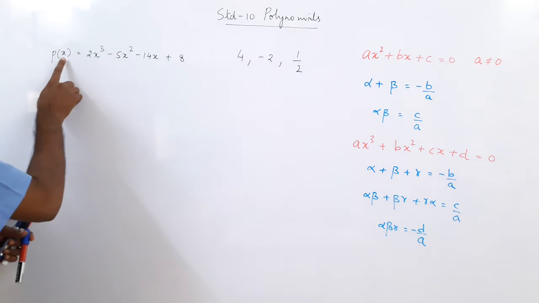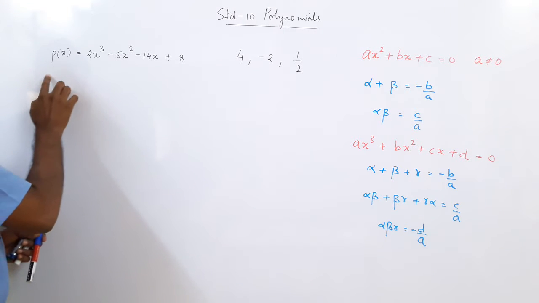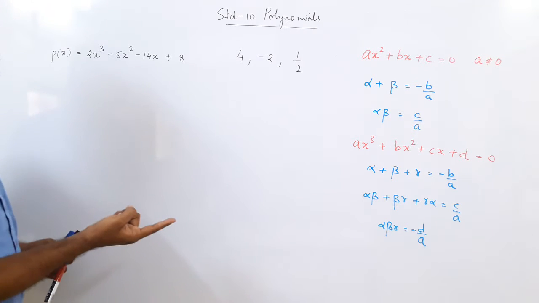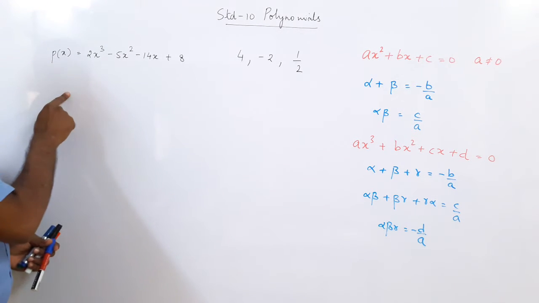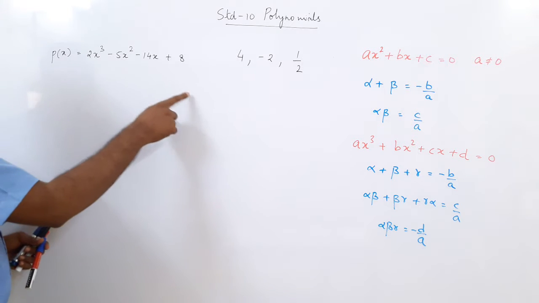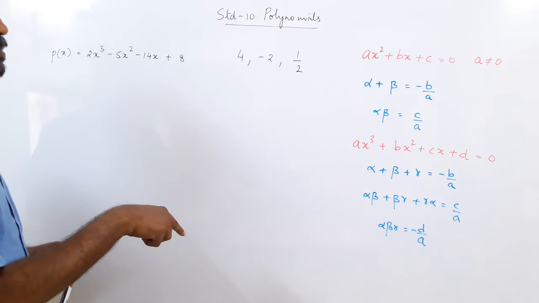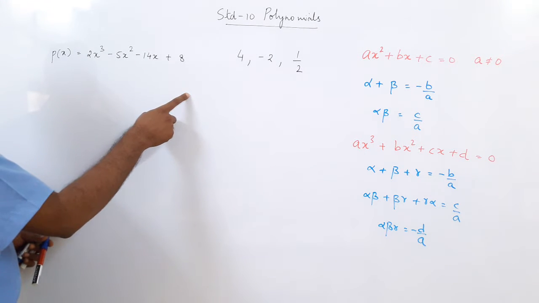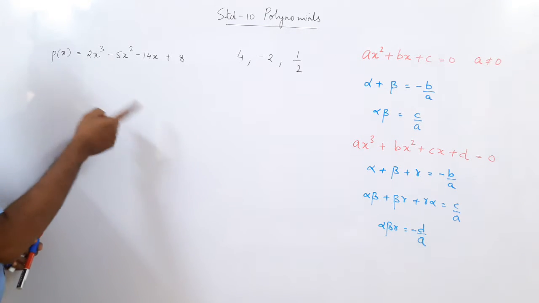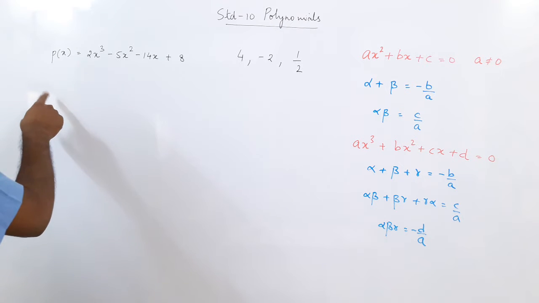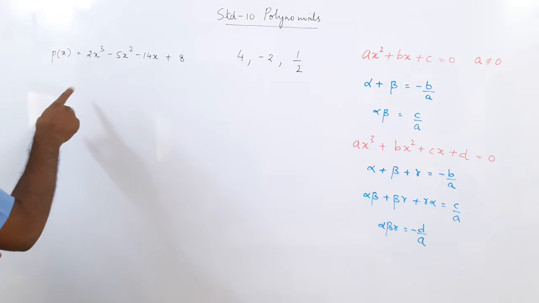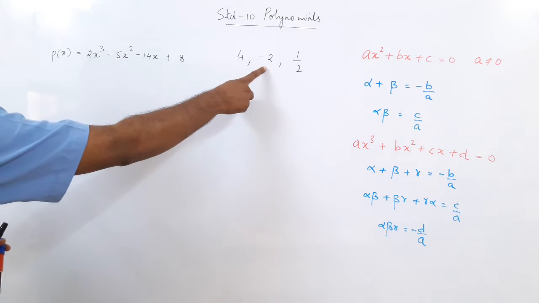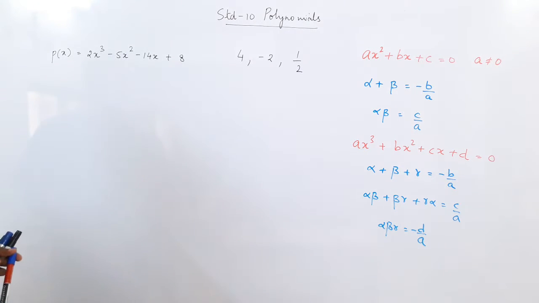First we try p of 1. We put x equal to 1, we try p of 1. If it is a 0, then x minus 1 is a factor. Then you put minus 1. If p of minus 1 is a 0, x plus 1 is a factor. If that doesn't work, you put p of 2. If p of 2 is a 0, then x minus 2 is a factor. You put x equal to minus 2. If p of minus 2 is a 0, then x plus 2 is a factor. So we have got p of minus 2 is 0, so x plus 2 is a factor.